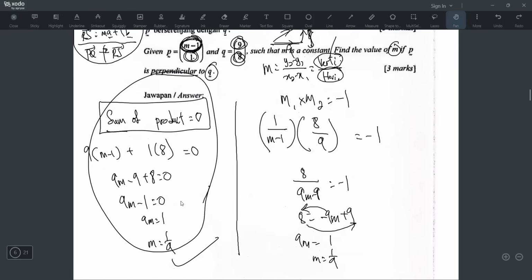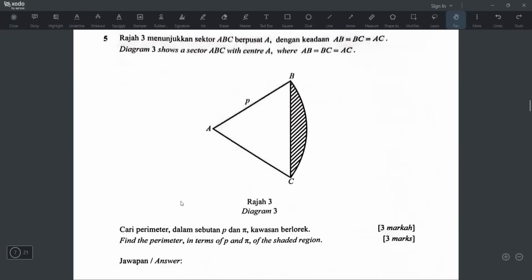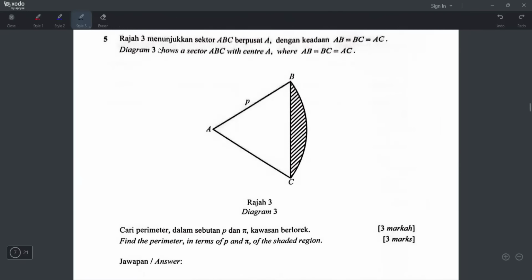I will just continue. Okay, number 5. Just by looking at this diagram, I know already which chapter. From Form 5, chapter 1, let's go. The circular measure.